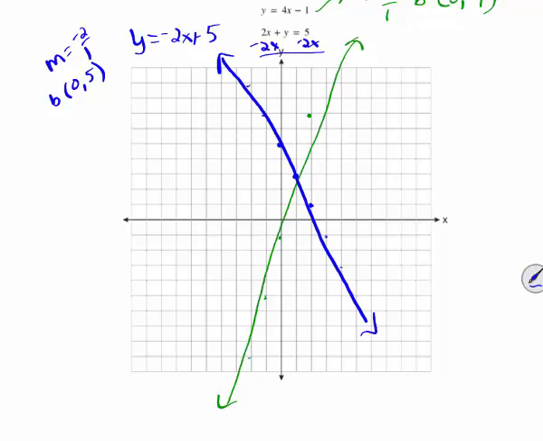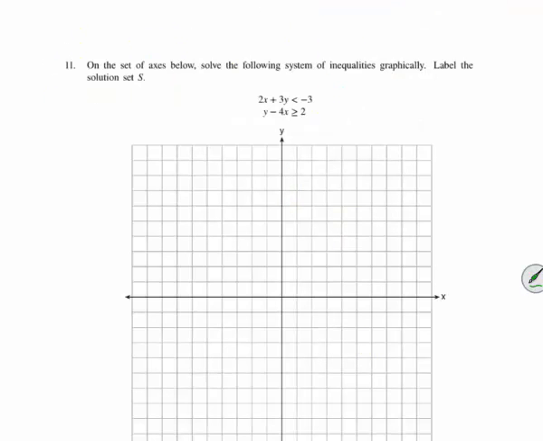Which is the point 1, 3. And we should, of course, label our lines. This was 2x plus y equals 5. And this one was y equals 4x minus 1. All right, next question. Same idea here with our inequalities.